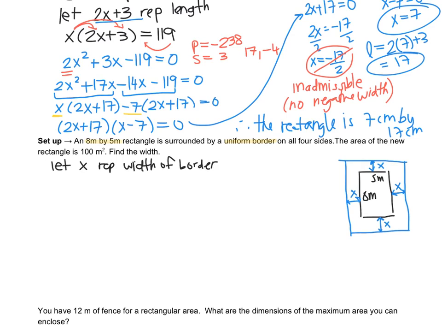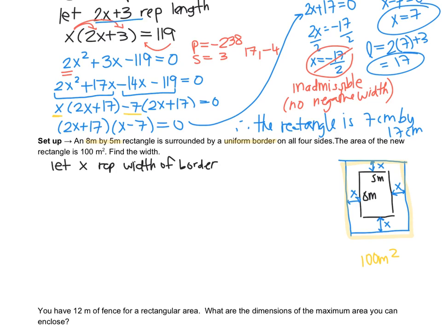Now I know that the new area of this rectangle, so this whole thing, is 100 meters squared. And I know that the area of a rectangle is length times width. I know the original length and width, but I know that those dimensions have been extended by x on each side. So if I can just come up with a new expression for the length and width, then I can set up my equation right away.